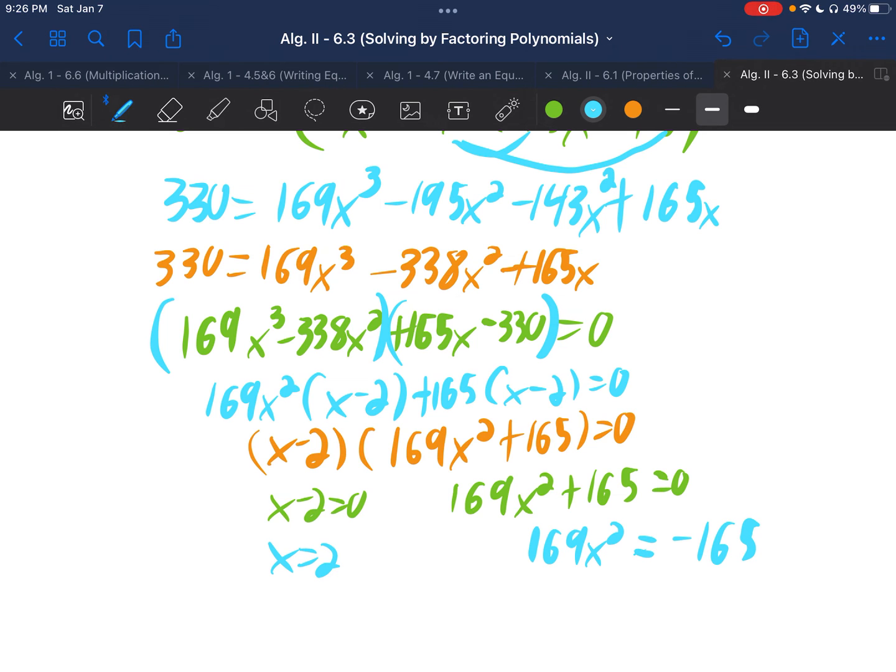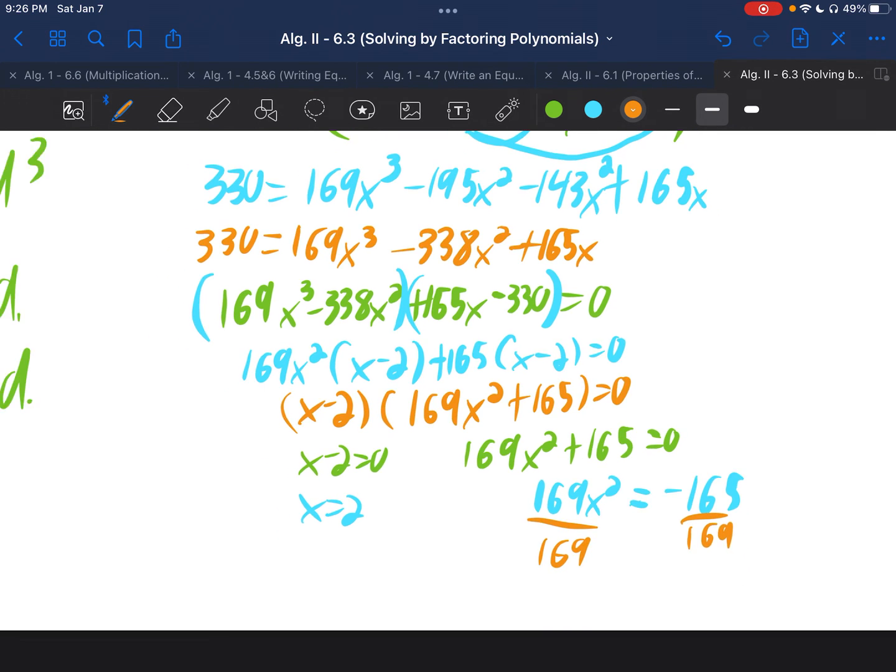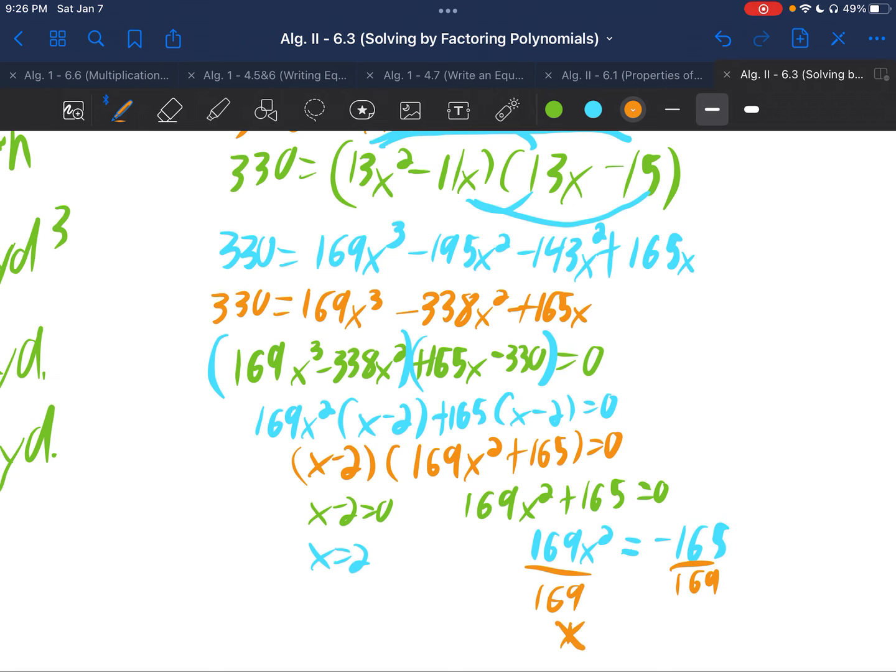Well, you might already notice something going on, but if you don't, we can continue on. We divide by 169, and you'd get x squared is equal to negative 165 over 169. And you might also notice the same thing I was talking about a moment ago now. But if you don't as well, that's okay. You square root both sides. Now we'd want to notice that when you square root a negative number, that creates an imaginary solution.